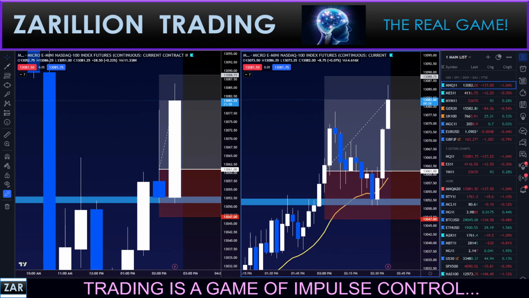Little 20 EMA there. Thought I'll put that back on. That's what I usually use in the lower time frames. I was just playing with some ATR stuff there. Kind of fun.